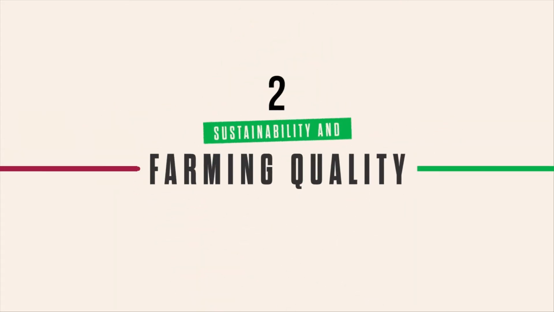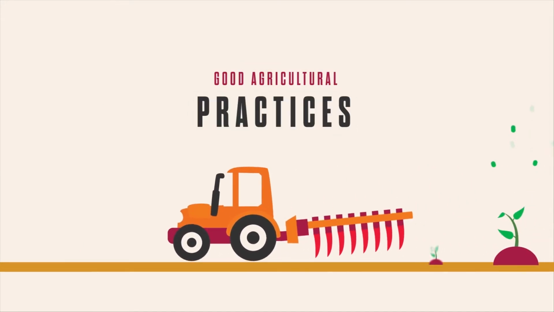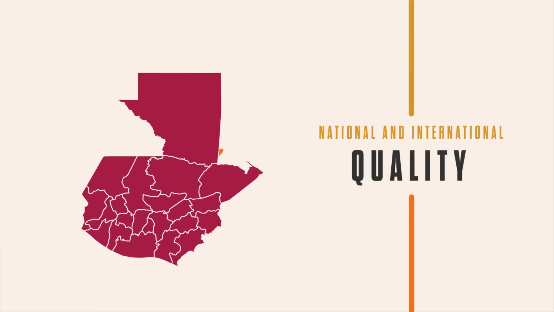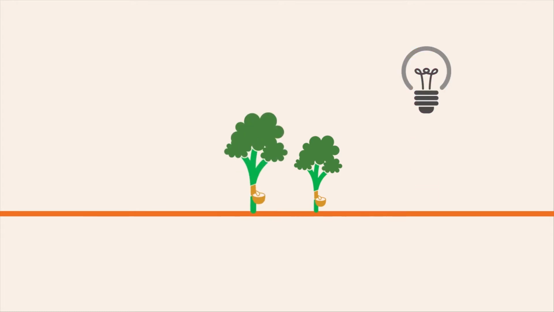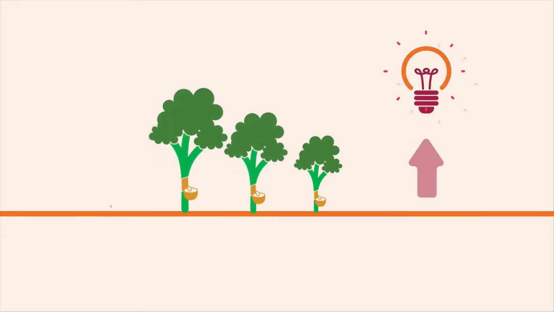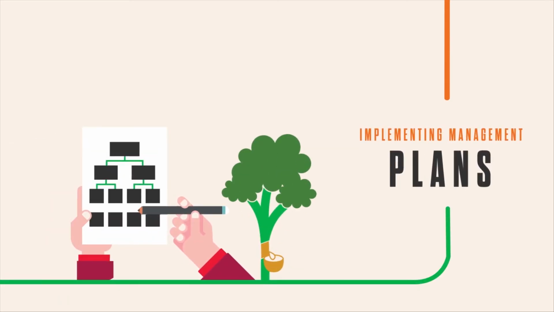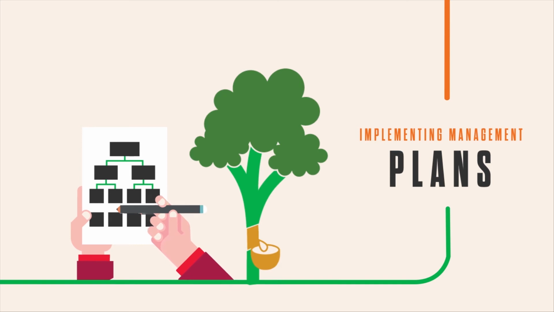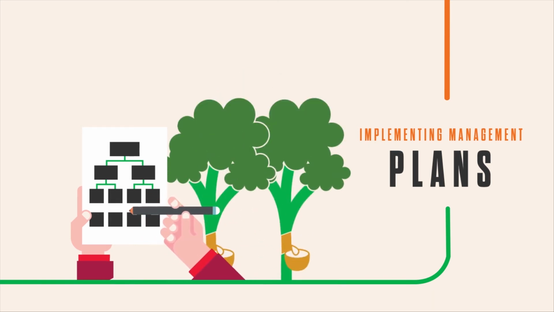Sustainability and farming quality. The objective is to establish sustainable long-term production systems based on good agricultural practices, GAP, to deliver high quality rubber nationally and internationally. Sustainability improves production activities by understanding rubber forests and implementing management plans and good agricultural practices based on specific characteristics of plantations according to their genetic composition, clone type, management, and tapping systems.